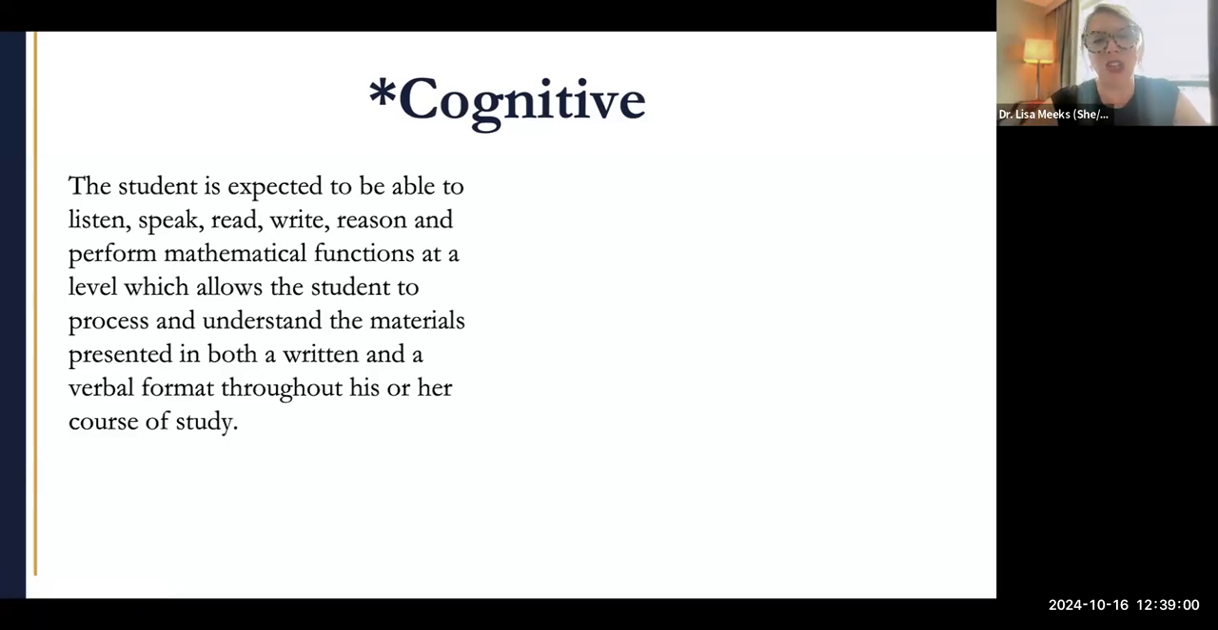What are the organic features in this example for the cognitive domain? The student is expected to be able to listen, speak, read, write, reason, and perform mathematical functions at a level which allows the student to process and understand the materials presented in both a written and verbal format throughout his or her course of study. What terms do you think indicate a more organic slant to these technical standards? Go ahead and pop them in the chat.